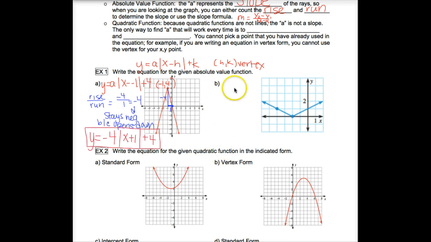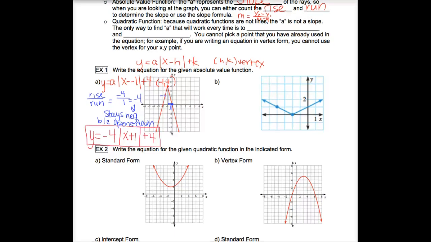All right, B, you are going to do yourself. Do not leave this blank. Make sure that you actually complete it if you want credit for your notes tomorrow. So that one is for you to try on your own to see if you can do that.